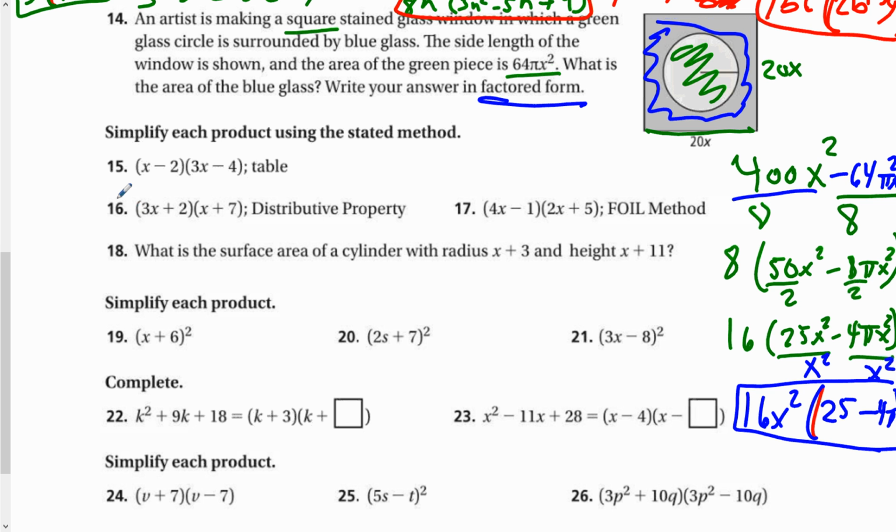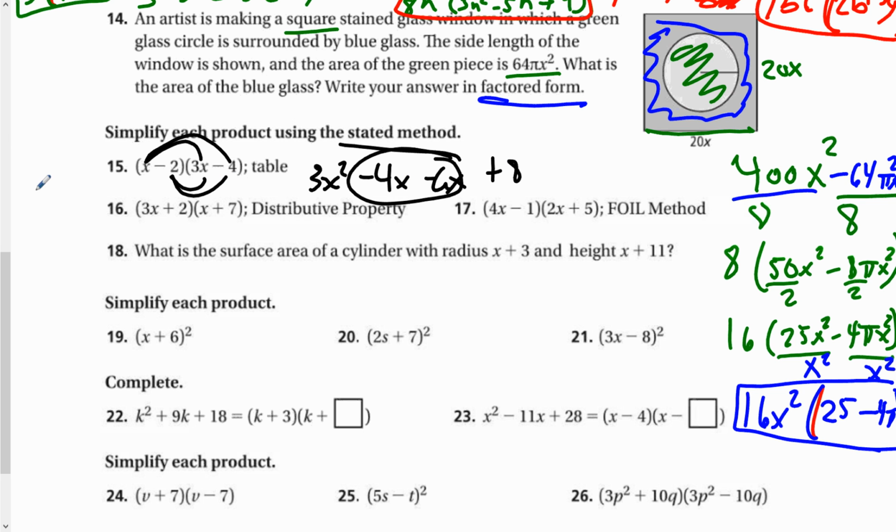Okay, again, on 15 through 17, I don't care what method is stated. Just do whatever you want to. Okay, so here, x times 3x is a 3x squared. X times negative 4 is negative 4x. Negative 2 times 3x is negative 6x. And a negative 2 times a negative 4 is a positive 8. We can combine the two middle, so we get 3x squared minus 10x plus 8.